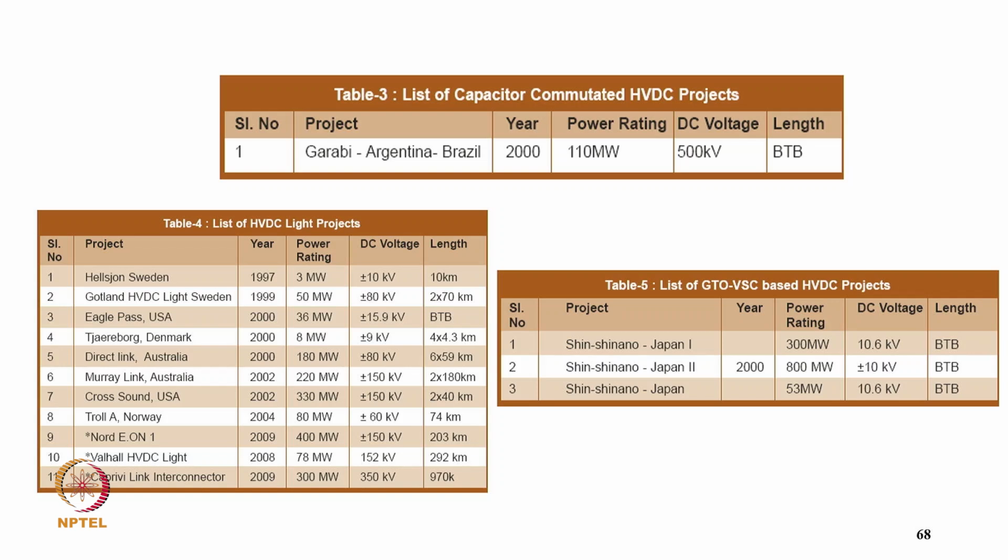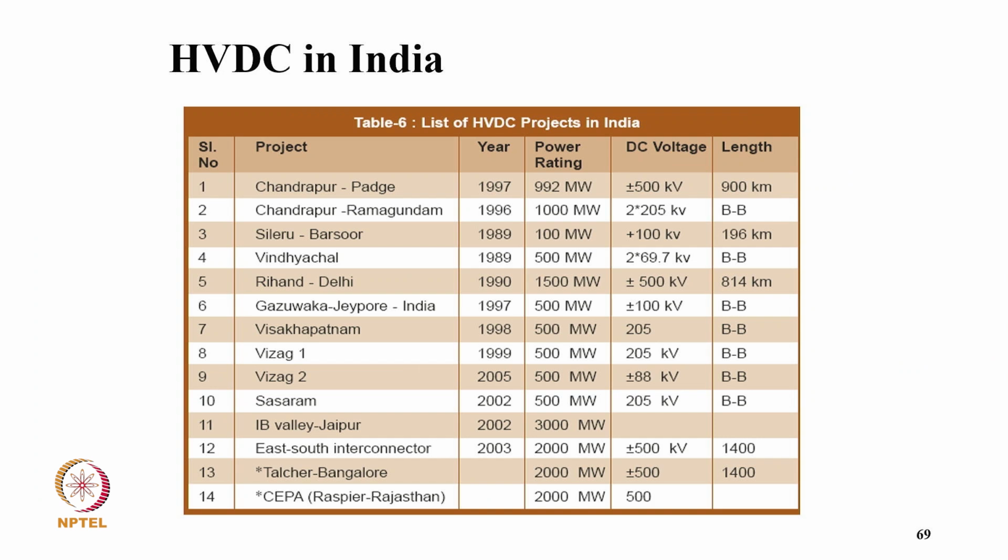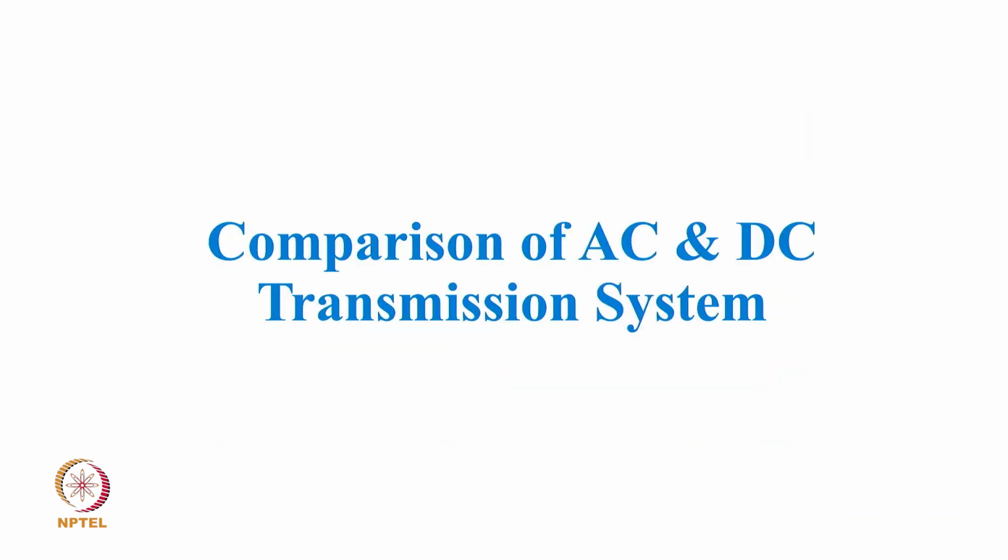So you have all kinds of projects that we listed: mercury arc, thyristor rectifier, capacitor commutated, the HVDC Light, and GTO based HVDC Light also. This gives the confidence that all these systems are installed in the world somewhere. And now coming to table 6, HVDC in India, we have 14 projects of HVDC installed, up to 2000 megawatt and typically distance of 1400 kilometers. As well as a number of projects are back to back also, around 7 back to back type systems.